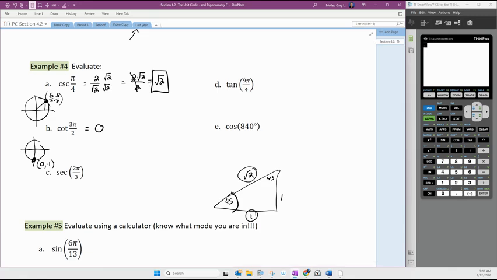Secant of 2 pi over 3, if you're going to think unit circle, find it. It's right here. So the x value is going to be -1/2 and root 3 over 2 for y. Secant is the reciprocal of cosine. The cosine is the x value. So this is the reciprocal of -1/2, which is -2.